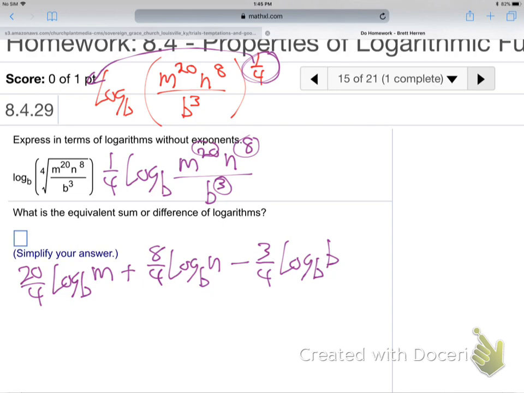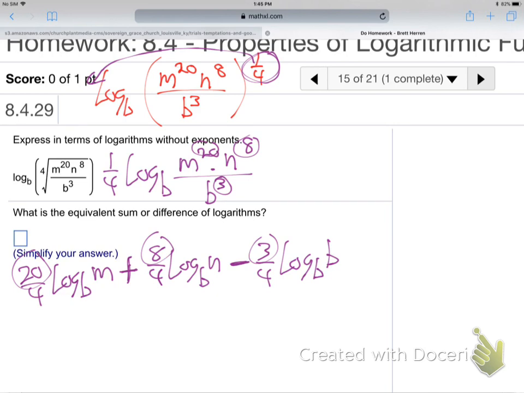Good to there so far? Everybody see how I got that? I'm going to simplify those, but everybody see how I got to there? So the fourth root is a 1/4 power, comes to the front, and then the 20, the 8, and the 3 come to the front. Here's the 20, the 8, and the 3. And the ones on the top are timesed, so it becomes plus. So the m and the n are on the top, so they're added. And the b is on the bottom, so he's subtracted. So everybody see why the b is subtracted? Being on the bottom. And the m and the n are added because they're on the top. We good?